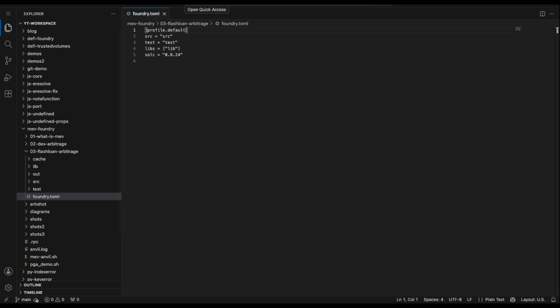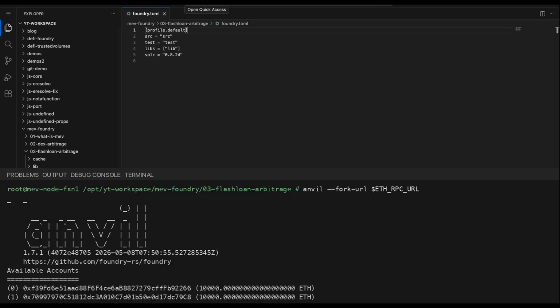Let's build it in Foundry against a real fork of Ethereum so it trades on the actual Aave, Uniswap and Sushi. Here's the config. Now to the contract. Our lab is the same private fork of mainnet as before, so it already has Aave's liquidity and the real Uniswap and Sushi pools. That's what lets us borrow and trade for real without spending a cent.